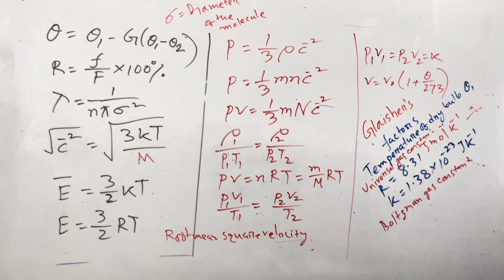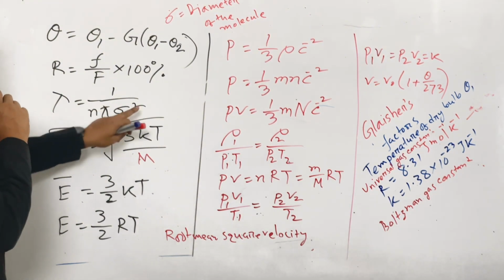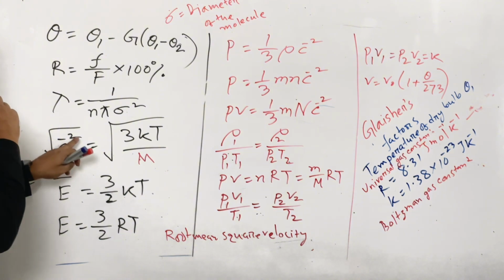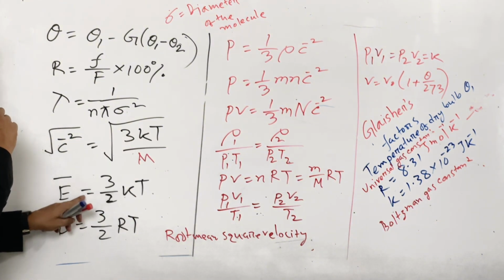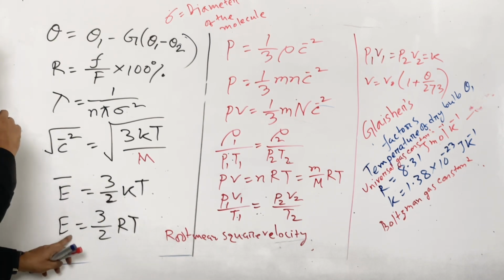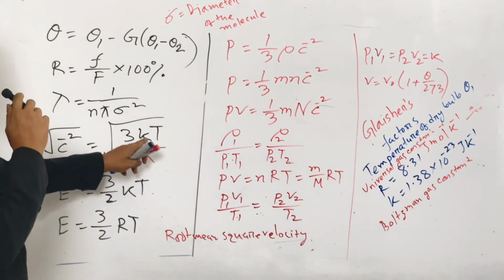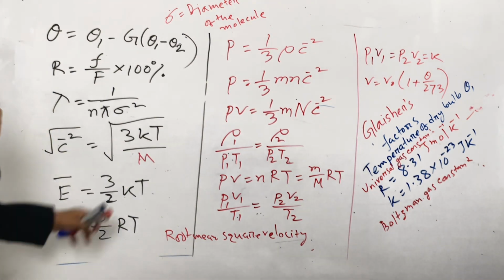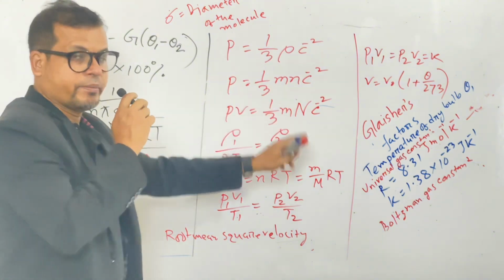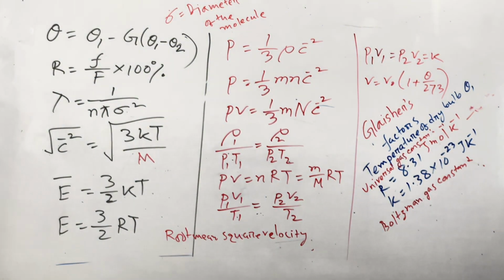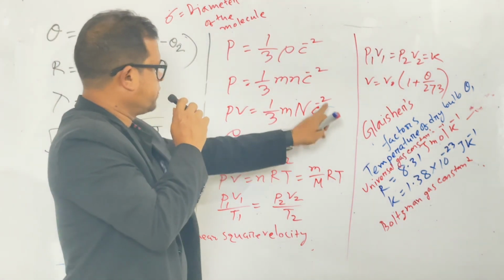And lambda equal to 1 over root 2 n pi sigma square. C bar equal to root of 3 kT over m. E bar equal to 3 by 2 kT. E equal to 3 by 2 RT. Actually, you can apply this here. P equal to 1 by 3 rho C bar square. P equal to 1 by 3 n m C bar square. And P equal to 1 by 3 small m capital N C bar square.